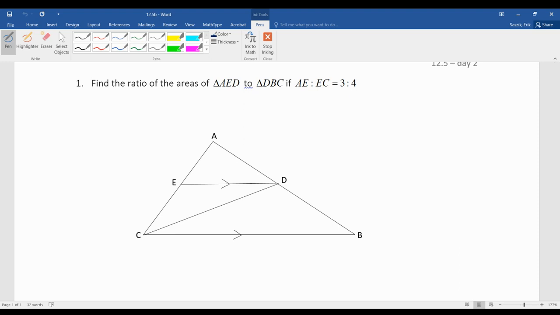Hey guys, we've got two videos for today. The first one is a continuation of 12.5, and the second one is on something new called Heron's Formula.